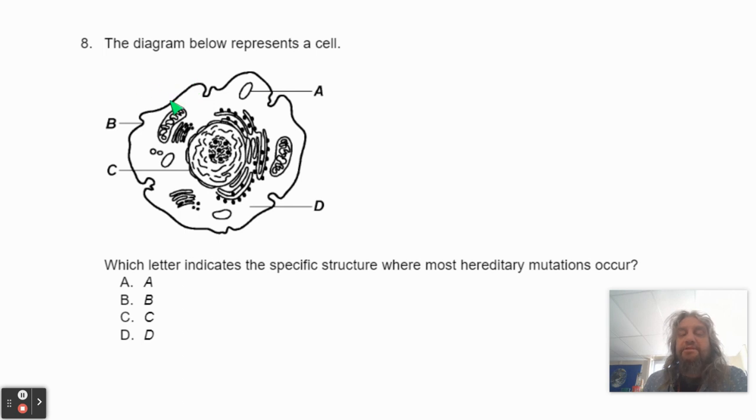Number 8, the diagram below represents a cell. Which letter indicates the specific structure where most hereditary mutations occur? Is it A, B, C, or D?